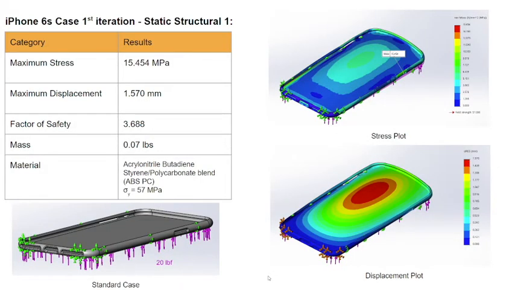Our iPhone 6s case has an ABS PC material. For static structural analysis 1, the bottom edge of the phone case is fixed and the sides have rollers to simulate the effect of sitting on the phone case while it is in your back pocket. The yield stress is 57 megapascals, while the maximum stress is 15.454 megapascals, resulting in a minimum factor of safety of 3.688. The maximum displacement is 1.57 millimeters and the mass is 0.07 pounds.